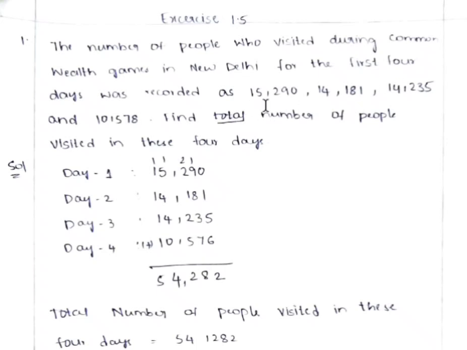In day 1, how many people visited? 15,290. And day 2, this many people. And day 3 and day 4. They are asking you to find the total number of people. How can you find the total number? You have to add all these numbers. If you add, you will find the total number of people in these 4 days. If you add this, you will get this answer. That's it. The total number of people who visited during Commonwealth Games in New Delhi is, and you write this answer.